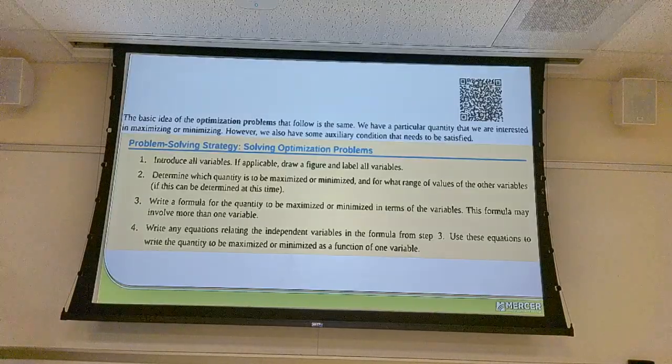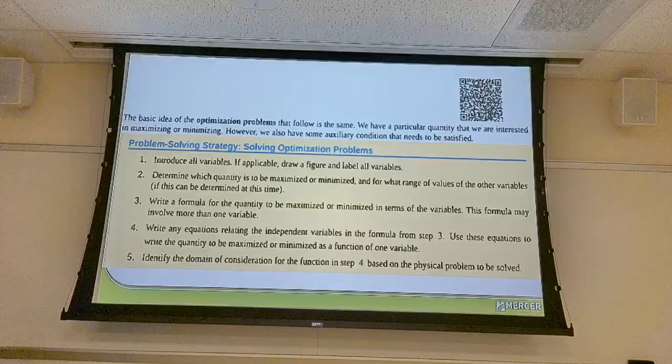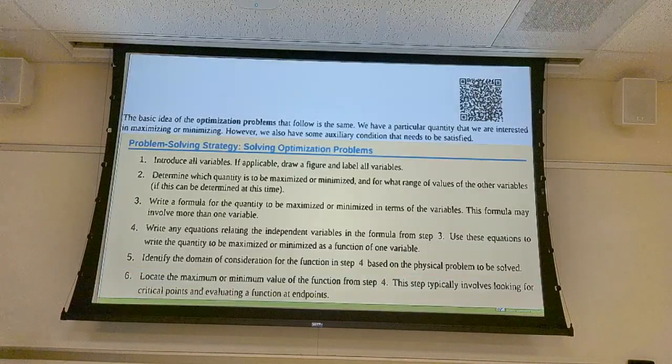Once you have that formula, you need a domain. So the domain could either be given to you, or it's implied based on the context of the problem. Finally, locate the extremum. Right, so depends on the optimization, whether it's a maximum or a minimum you're looking for.